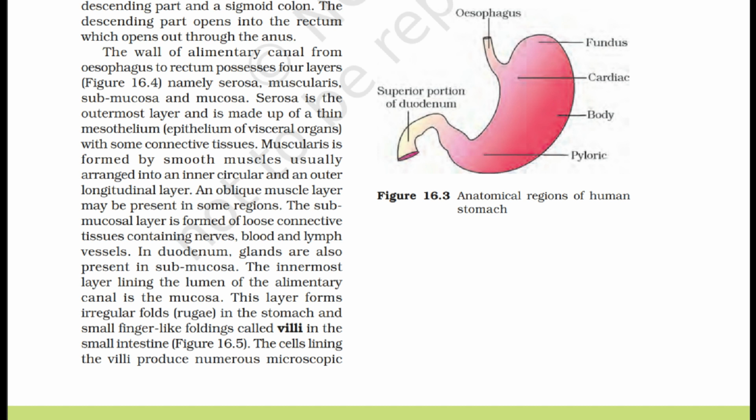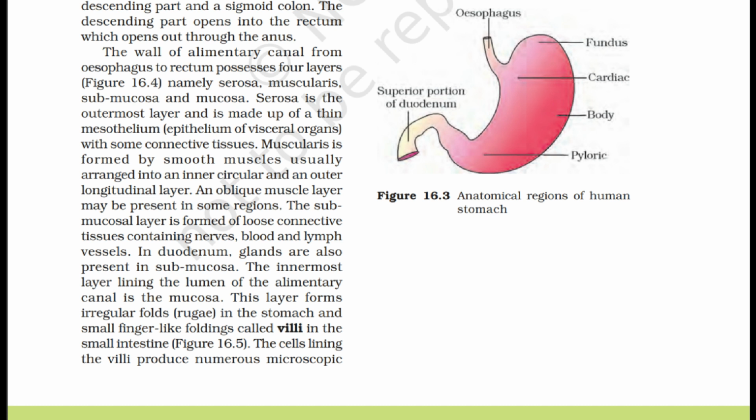The wall of alimentary canal from oesophagus to rectum possesses 4 layers, namely serosa, muscularis, submucosa, and mucosa. Serosa is the outermost layer and is made up of a thin mesothelium, epithelium of visceral organs, with some connective tissues. Muscularis is formed by smooth muscles usually arranged into an inner circular and an outer longitudinal layer. An oblique muscle layer may be present in some regions. The submucosal layer is formed of loose connective tissues containing nerves, blood and lymph vessels. In duodenum, glands are also present in submucosa.